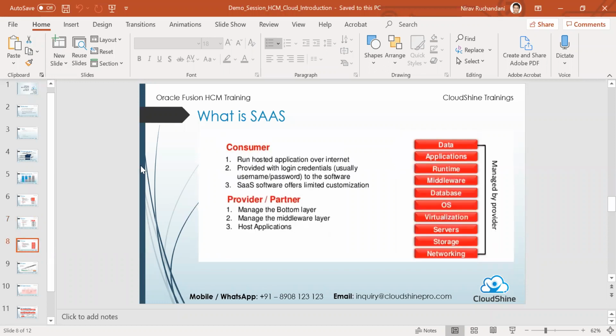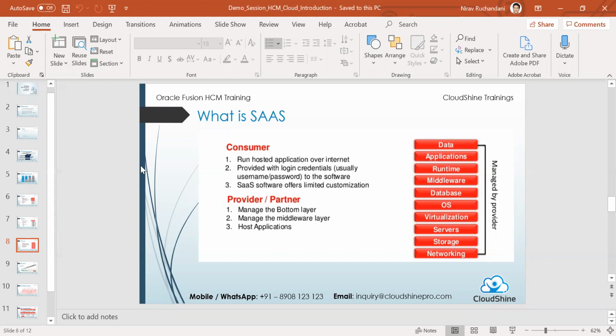And this is the one which we are going to focus on in our training for Oracle Fusion HCM Cloud, which is the SaaS offering of Oracle, which is software as a service, where we have an application which is managed by the provider or the partner, whatever the mode of implementation the company chooses.